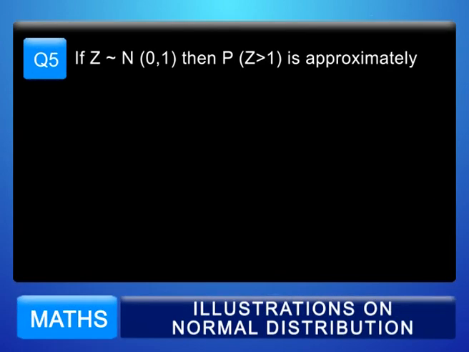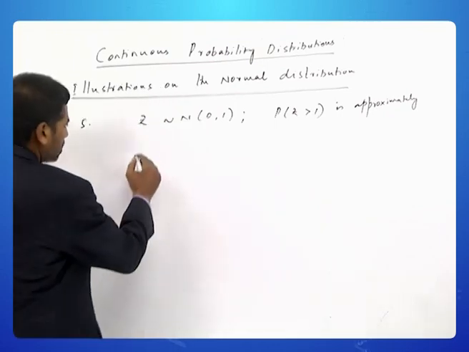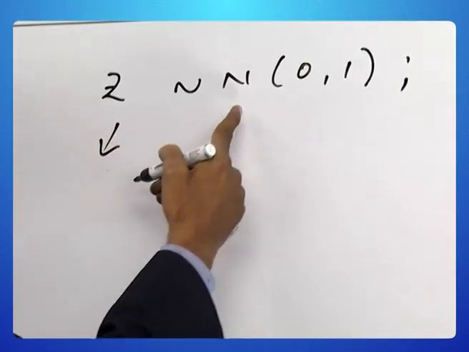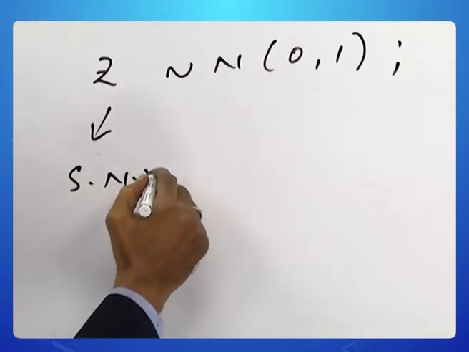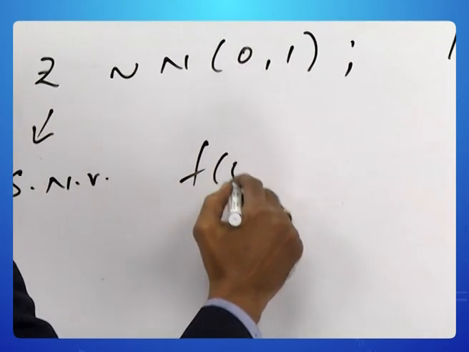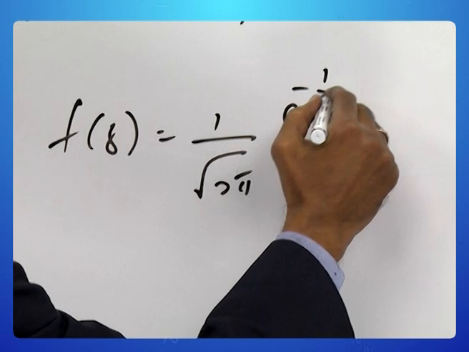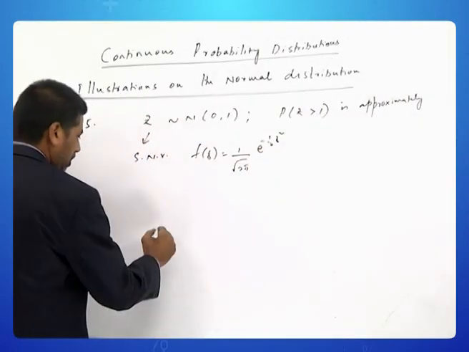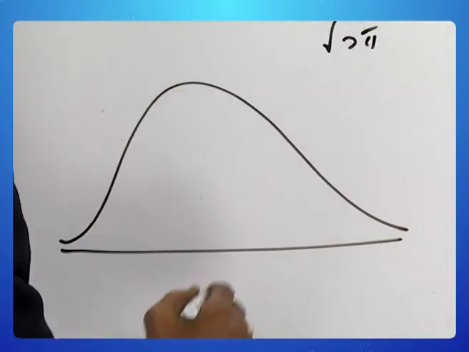Question number 5. If z follows normal distribution with mean 0, variance 1, what is the approximate probability that z is greater than 1? So let's look at this. Z follows normal distribution with mean 0, variance 1 means z is a standard normal variate. So the density function is 1 by root 2 pi e power minus half z squared. So let's look at the graph of this density function.